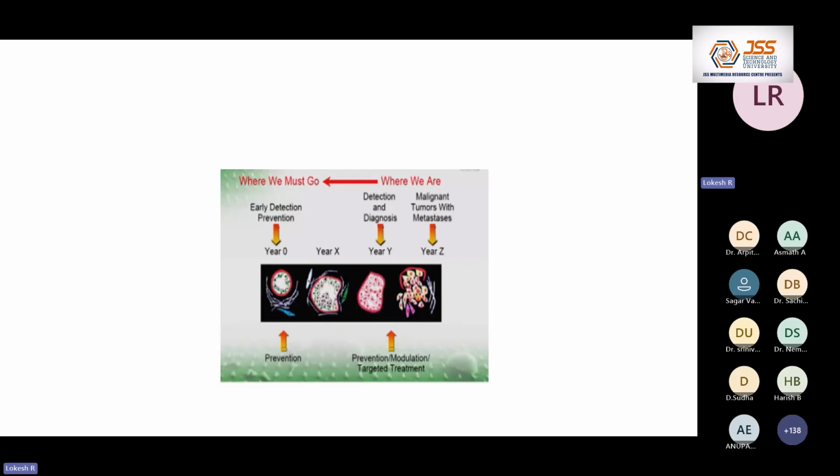Next, if the cancer is diagnosed earlier, then it can be cured. Due to late diagnosis of the cancer, the patient is not able to recover from it.